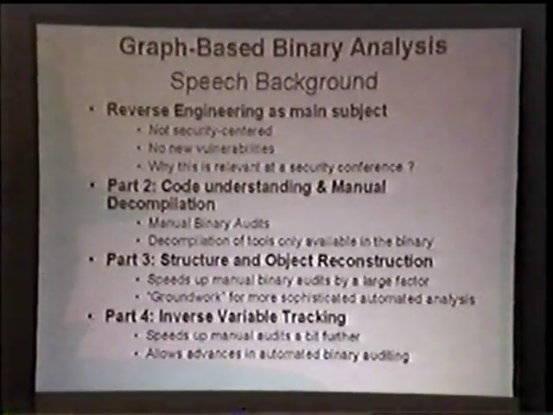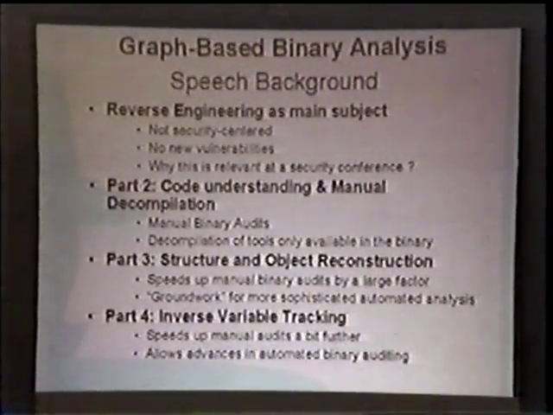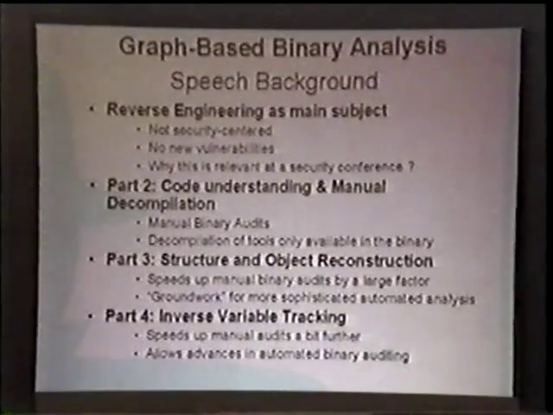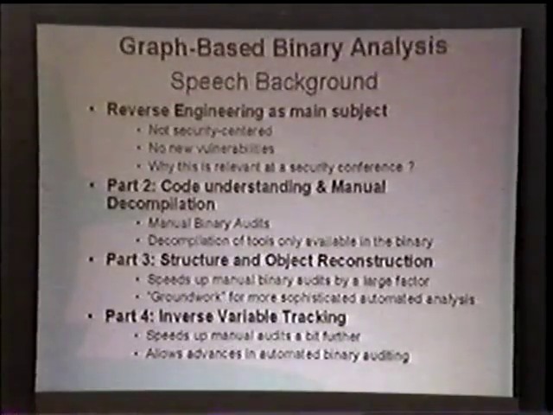The 4th part is yet another way to speed up manual audits. You can see that I have to audit quite a lot and I'm quite lazy because my speech is all about saving work. And some of the things that are being shown in part 4 will or do have the implication that they can aid a lot in automated binary auditing, like finding bugs semi-automatically.